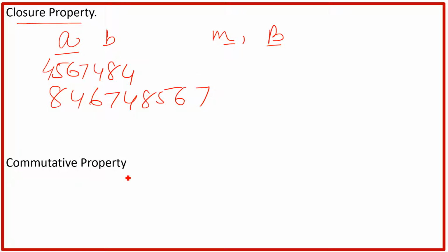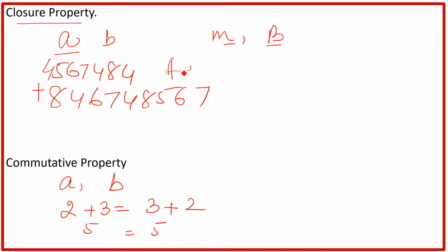Then is the commutative property. Very easy. If A and B are any two whole numbers, right? A and B, you can write X and Y, S and T, whatever. Suppose A is equal to 2 and B is equal to 3. I can write 3 plus 2. We will get the same answer, 5 equal to 5. In closure, we get a unique number. It is finite, we can count it and add it, but we will get a unique number.